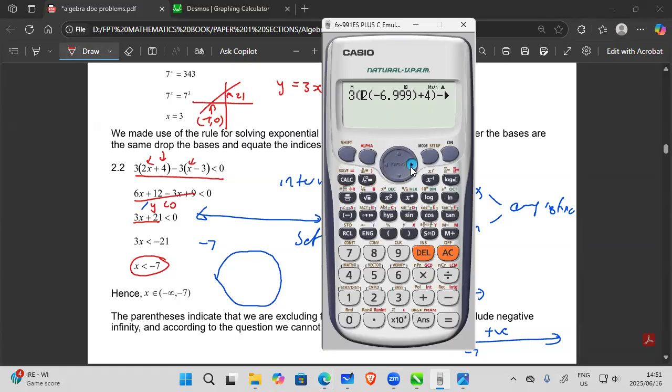-6.999 is slightly bigger than -7. I inputted it into 2x, and I inputted that value in here. And can you see? We output a positive. But that's not what I want. That's not a solution to what I want. I want it to be negative.